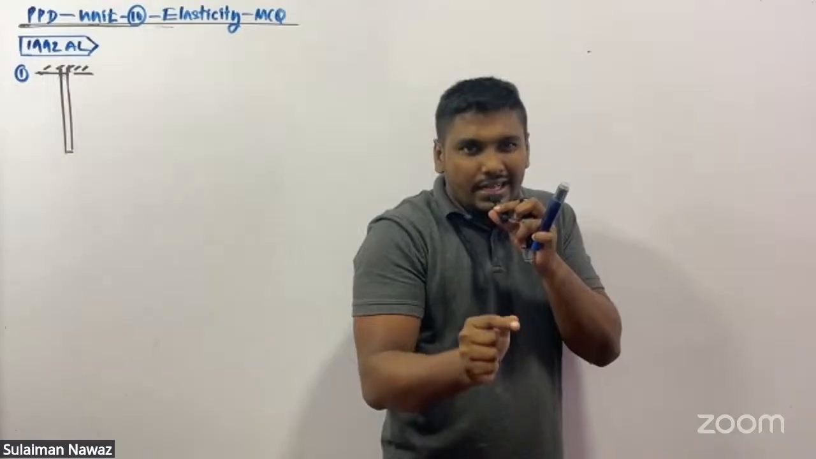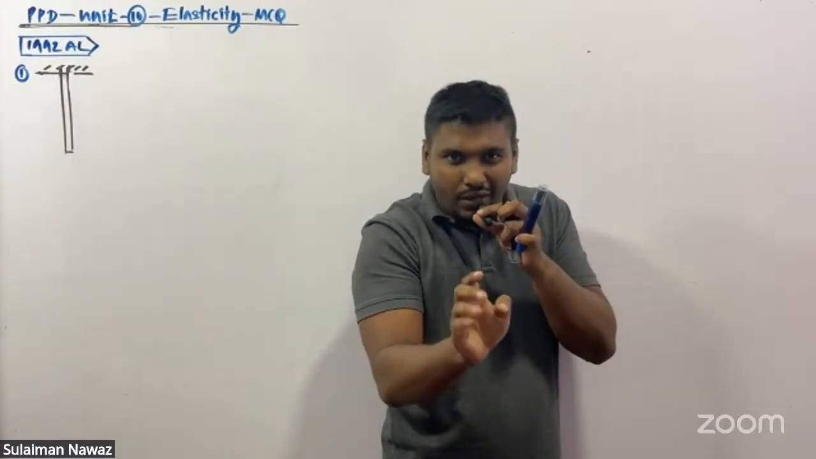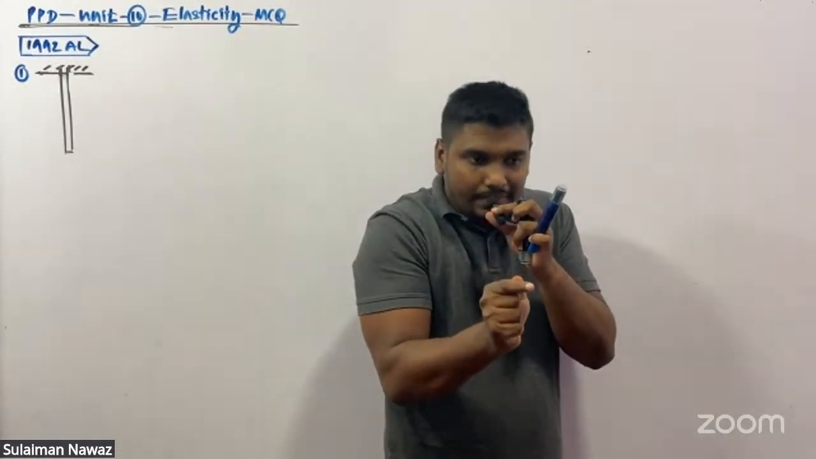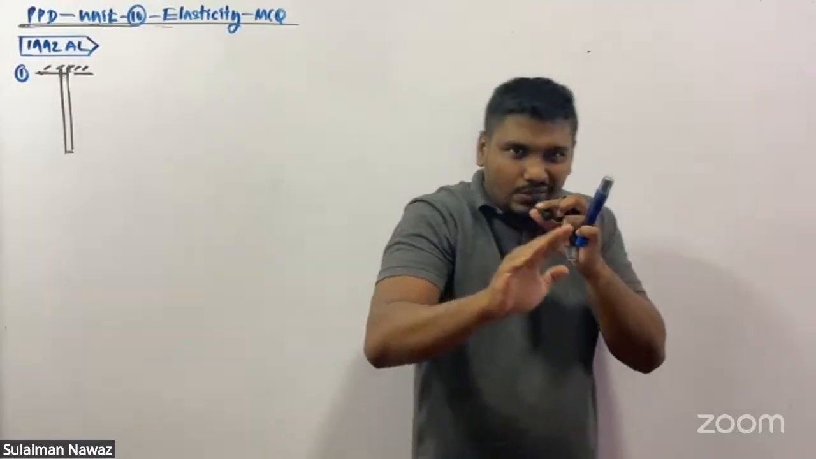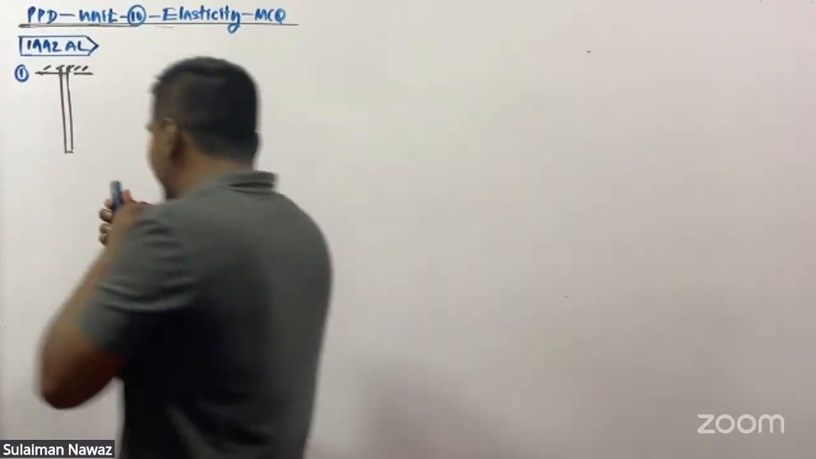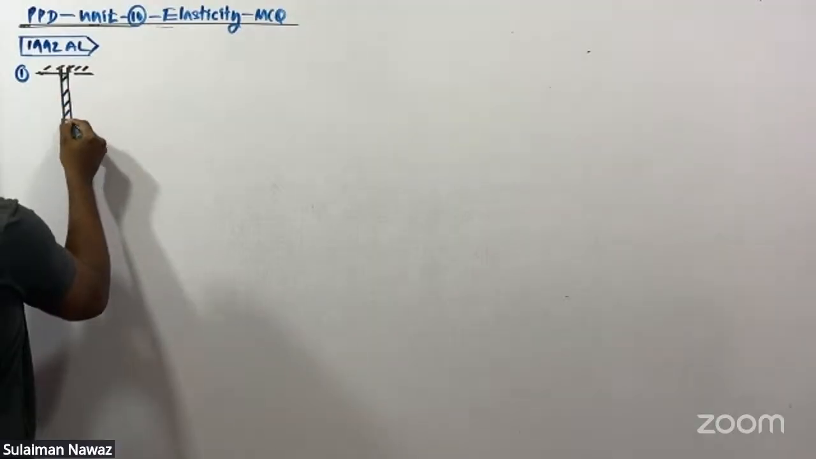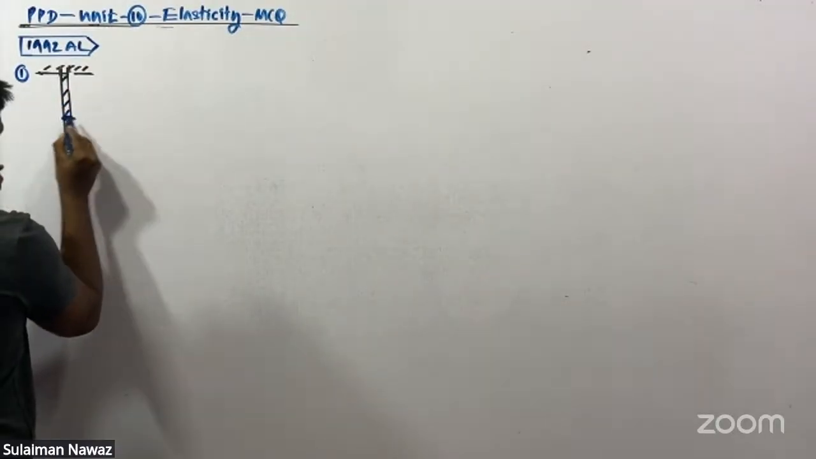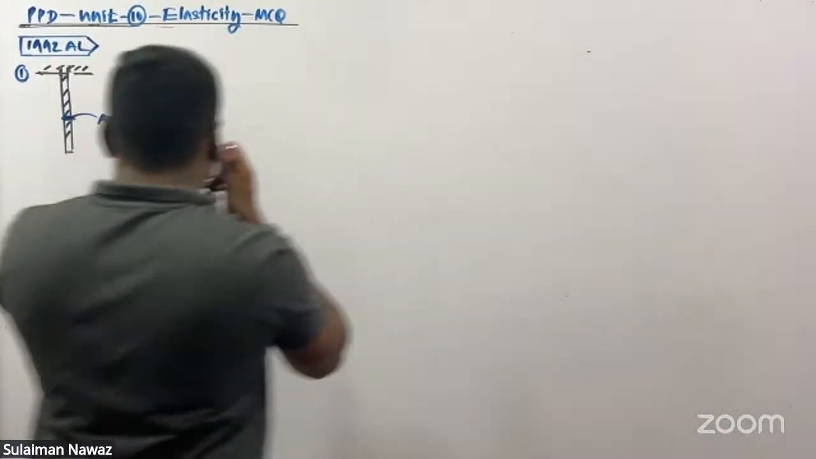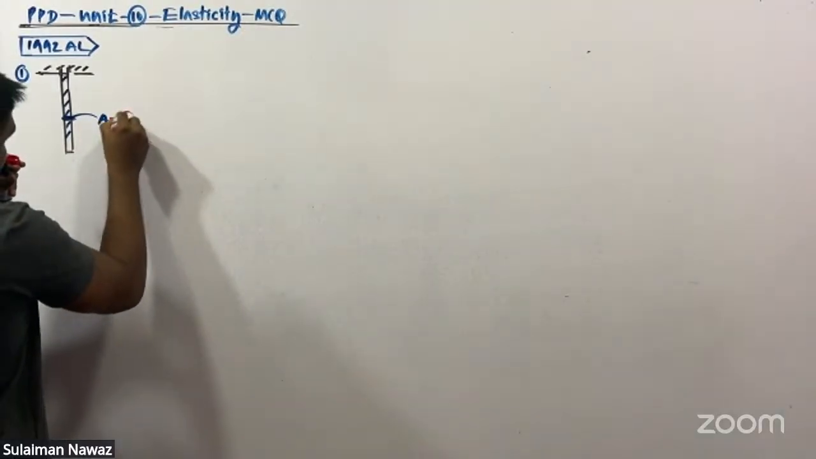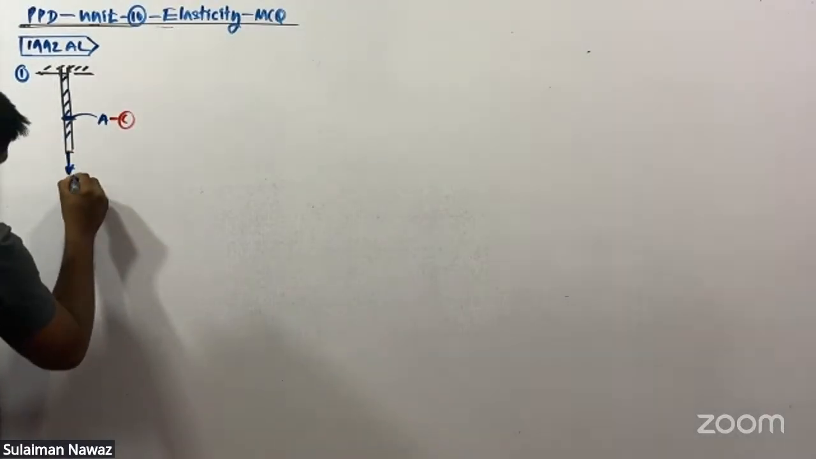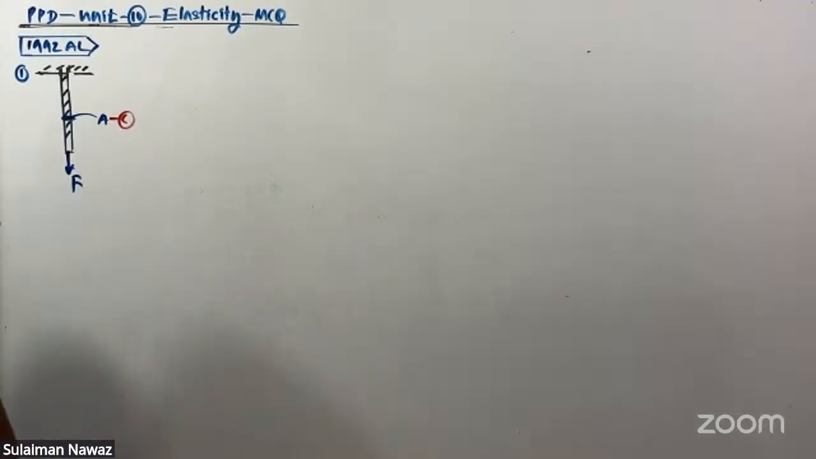Last day I told you that we are assuming the cross-sectional area of the rod remains constant. In the real scenario, obviously the cross-sectional area changes. But in all the questions we consider the cross-sectional area remains the same. Length may increase or length may decrease, but the cross-sectional area remains constant. So when we apply an external force, this rod undergoes extension.